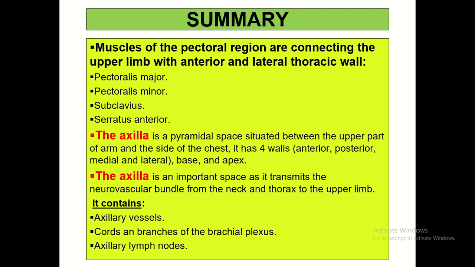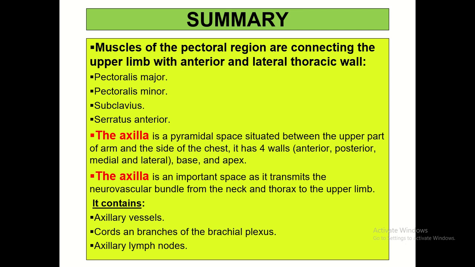So these are the main muscles that you have to take note of in your pectoral region. The muscles of the pectoral region connect the upper limb with the anterior and lateral thoracic wall. We have seen it. The main muscles are the pectoralis major, minor, subclavius, and serratus anterior.